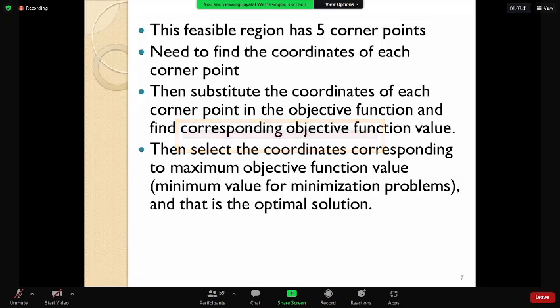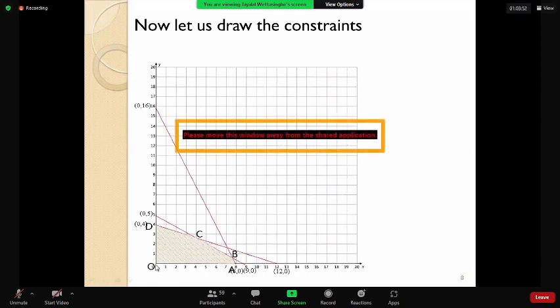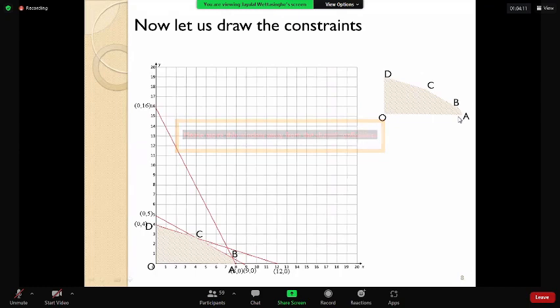Now, if you do that for this problem, these are the 5 corner points. Let's say A, B, C. So this one is O, that is the origin. Usually we denote the 0, 0 point by O. So A, B, C, D. We have 5 corner points, and we have to find the coordinates of each corner point. So this is the feasible region. Now you can see the solution exists at either O, A, B, C, or D. That means we have to find the coordinates of these points O, A, B, C, and D.